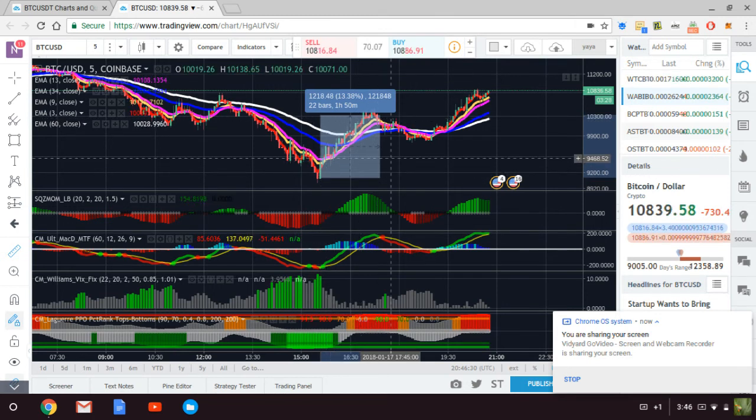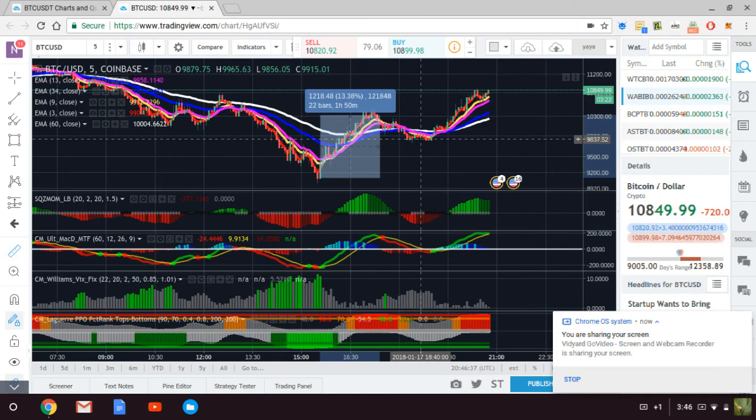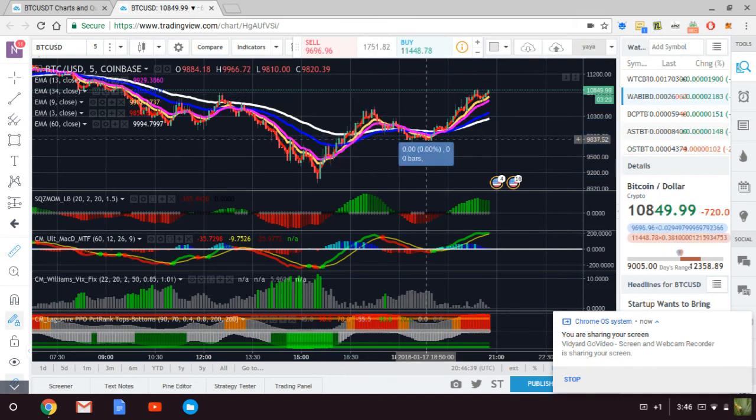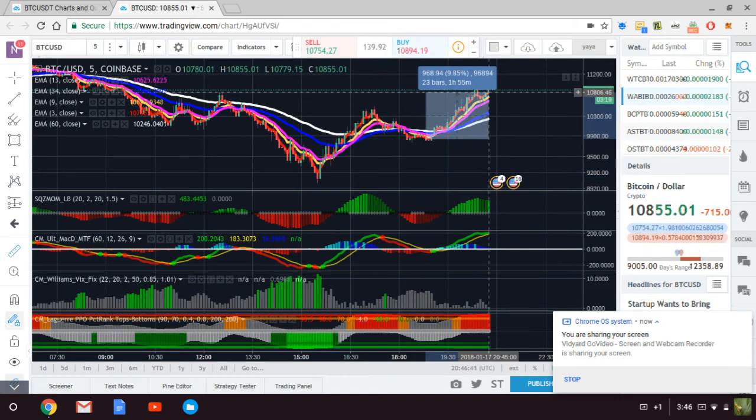In a couple of days, like 2-3 days, you would have made 11%, 13% on your Bitcoin. And you wait for another dip, buy back here, and then sell up here again. That's for swing traders, day traders.